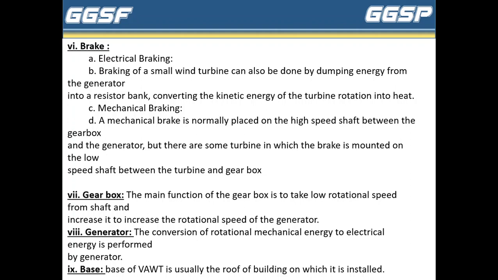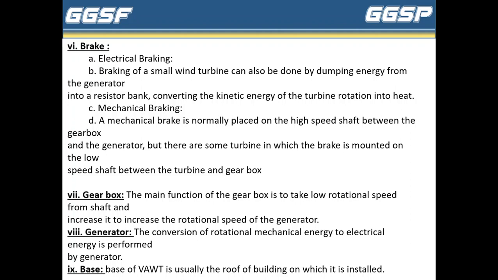Braking of a small wind turbine can also be done by dumping energy from the generator into a resistor bank, converting the kinetic energy of the turbine rotation into heat. Next, mechanical braking. A mechanical brake is normally placed on the high-speed shaft between the gearbox and the generator, but there are some turbines in which the brake is mounted on the low-speed shaft between the turbine and gearbox.